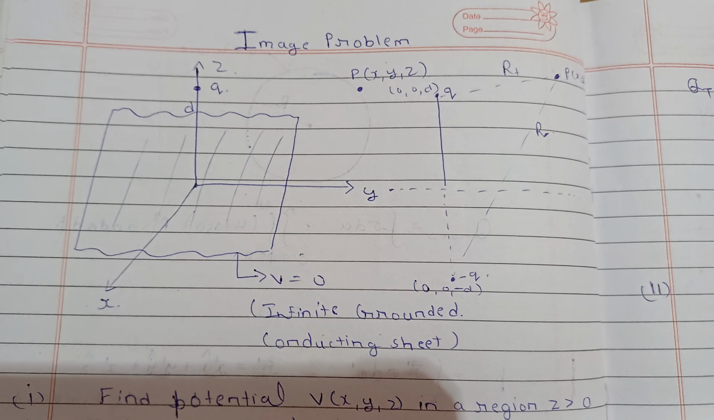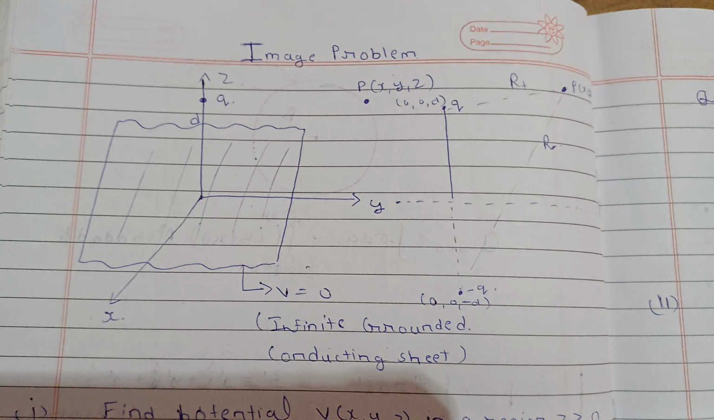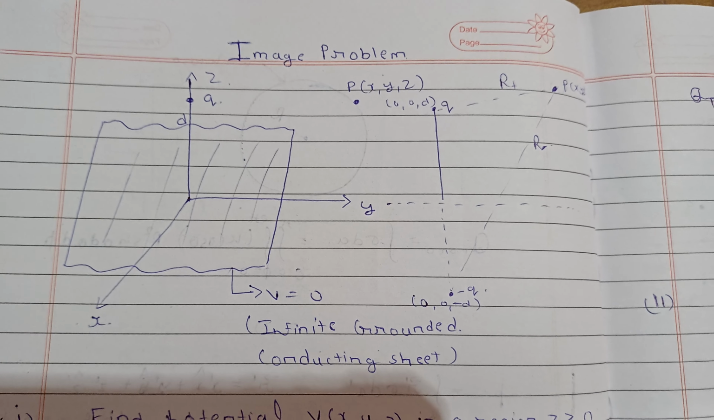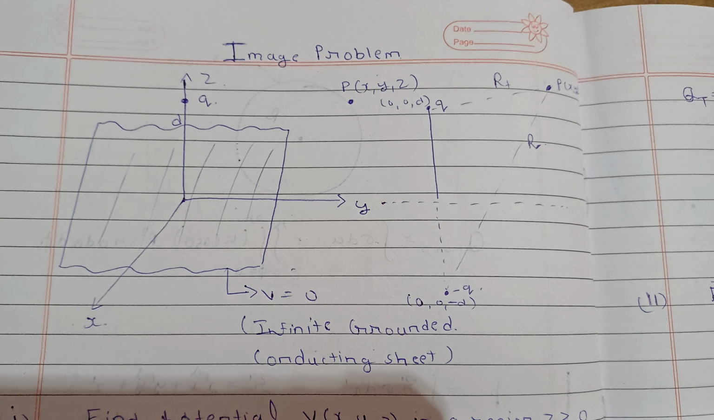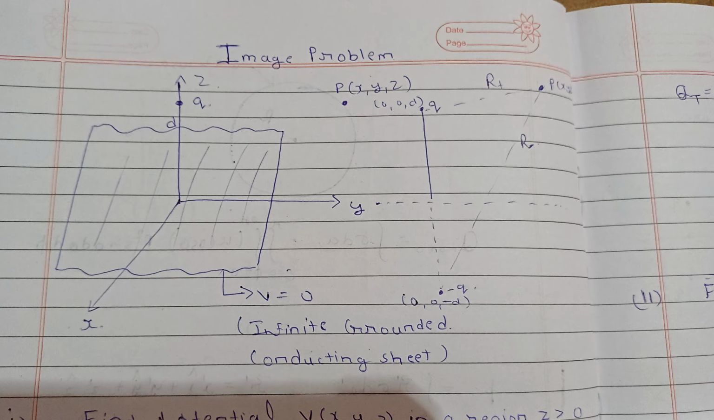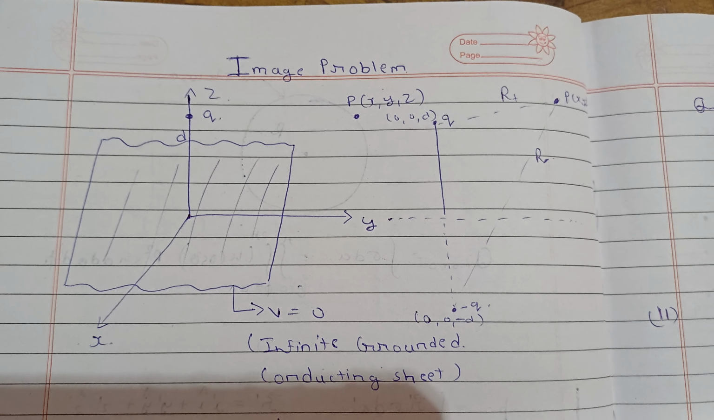So hello everyone, this is lecture 15 for electricity and magnetism. In the last lecture we studied the multipole expansion, in which we studied how to approximate the electric field or the electrostatic potential at a large distance from an unsymmetrical charge distribution using the multipole expansion. Today we will study the image problem.